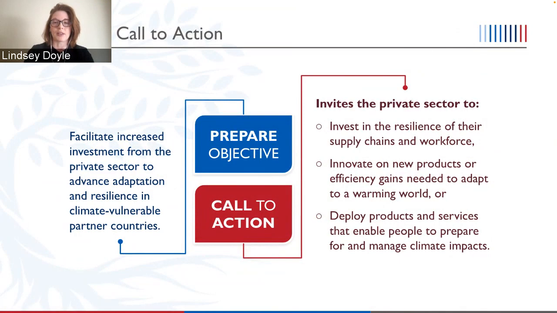This call aims to galvanize voluntary company commitments that improve climate resilience for both consumers and communities experiencing climate impacts firsthand. Combined with the US government's work to both de-risk adaptation investments and spur innovation, this complementary call to action invites companies to make a commitment in a number of different ways. They include investing in the resilience of their own supply chain and workforce, innovating on new products or efficiency gains that are needed to adapt to a warming world, deploying products or services that enable people to prepare for and manage climate impacts, or investing their own funds in market-based adaptation projects.